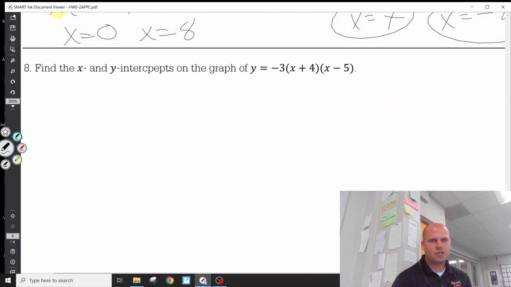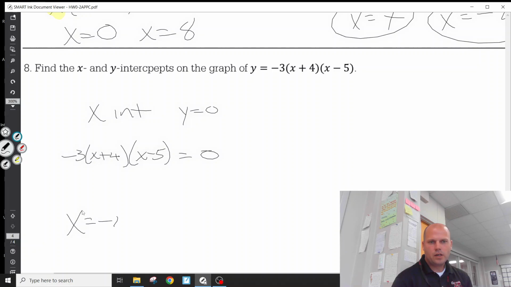All right, x-intercepts is when y is 0. When does the function produce a 0? That's easy. That's negative 4 and 5. You can't plug in 0 into negative 3. It's not negative 3x. It's just negative 3. Don't put 0 there.